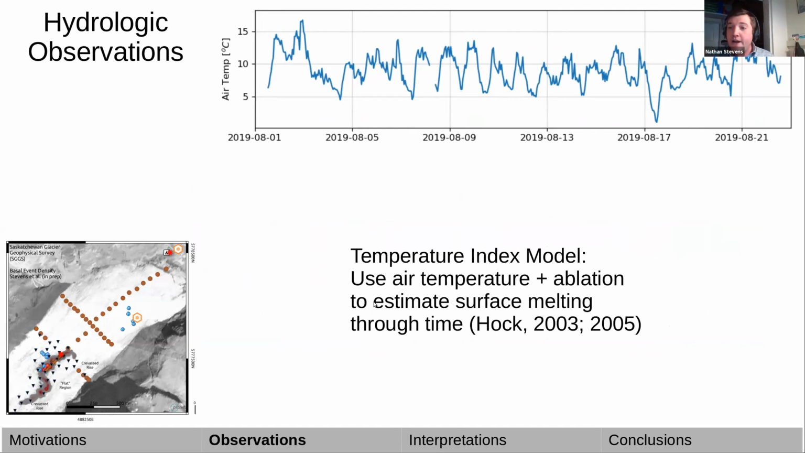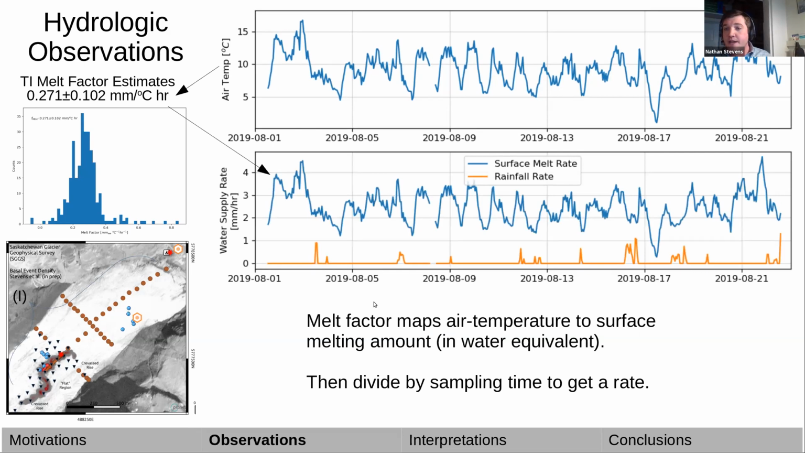So we take our air temperature measurements from the toe of the glacier, we take our ablation measurements and sort out an estimate of the average melt factor to convert our air temperature into quantities of melt per unit time, divided by that sampling time, and we have a meltwater production rate. And we can add that directly to rainfall.